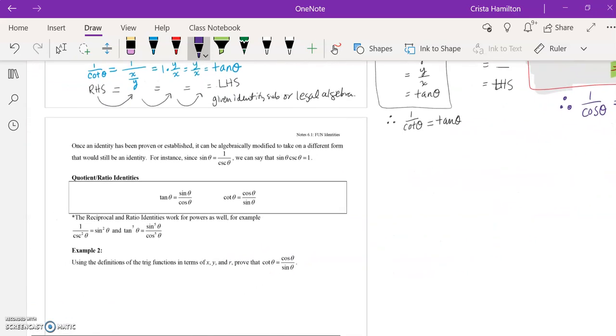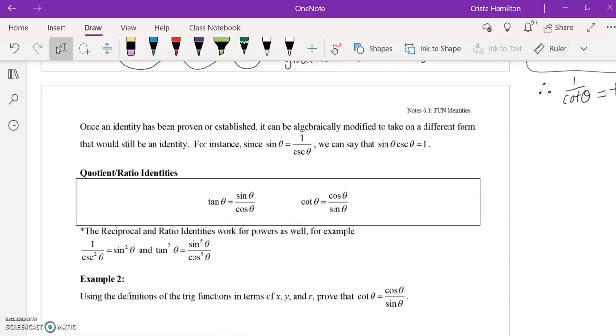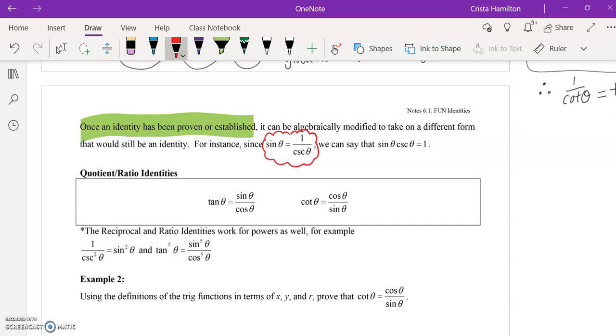All right? Now, coming down here to page 2, the next thing we're going to look at is that once we get an identity, once we have proven it, then we get to use it. And that's the key thing here. Once we know, in our example, that sine of theta is 1 over cosecant of theta, we also get extra identities to use. We're also going to be able to use that sine theta times cosecant theta is clearly going to be 1.